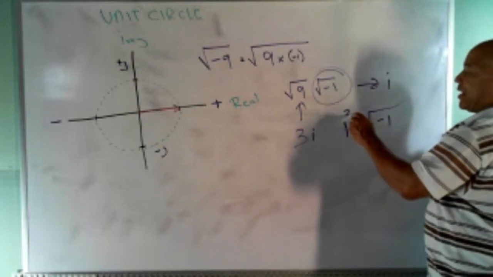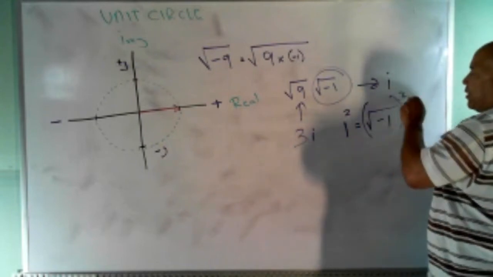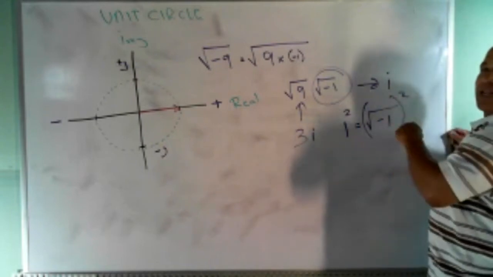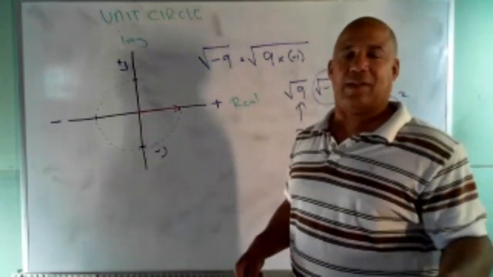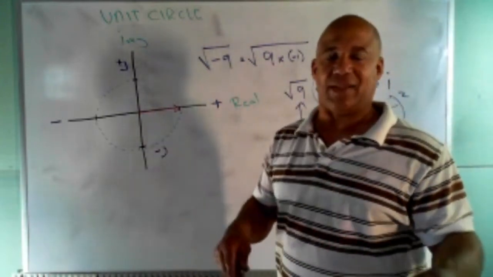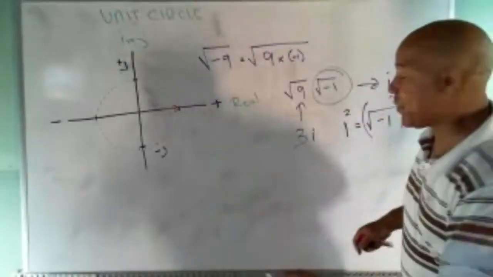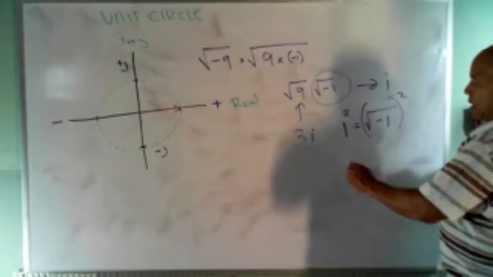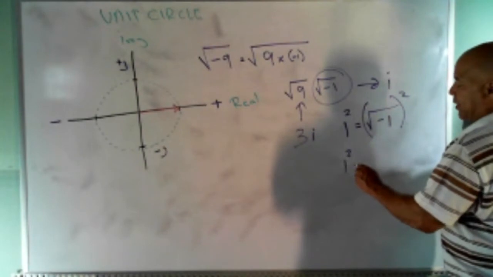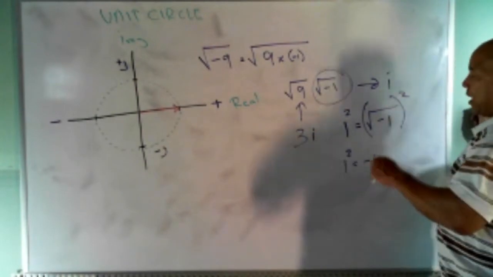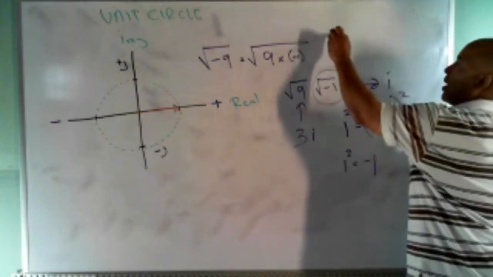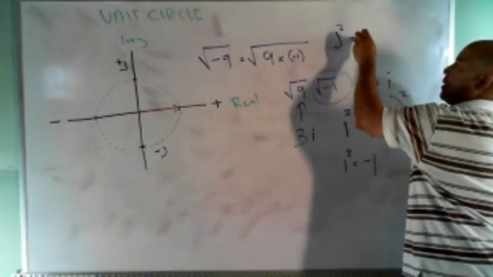Well, if I square this, then that's like squaring this. If I square a square root, that undoes. Is that right? I don't know if it's undone or undoes or undid, whatever. It'll undo the square root. So I squared is equal to minus 1, right? Well, remember, we're using J. So for us, J squared is equal to minus 1.